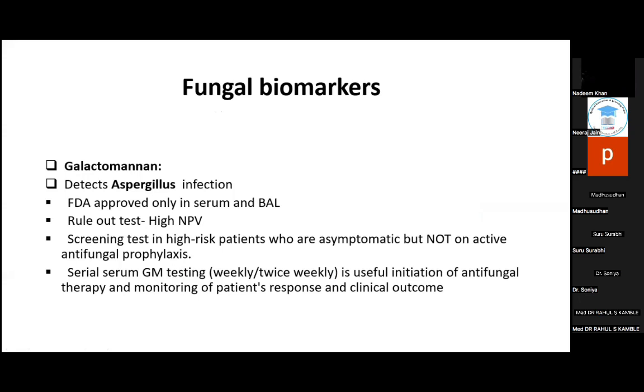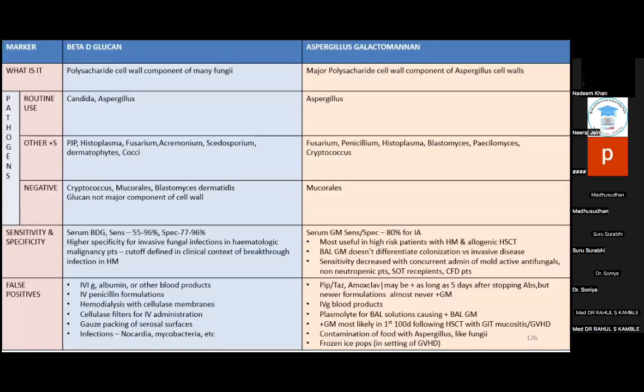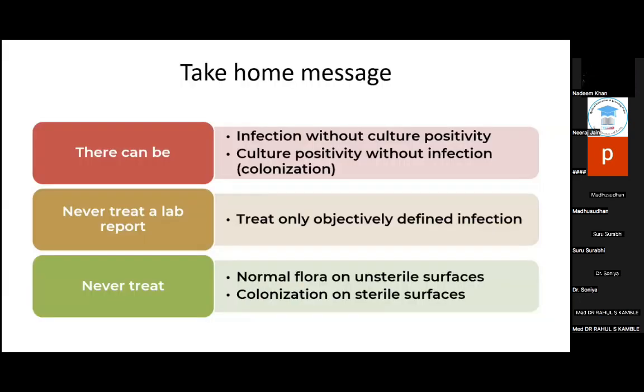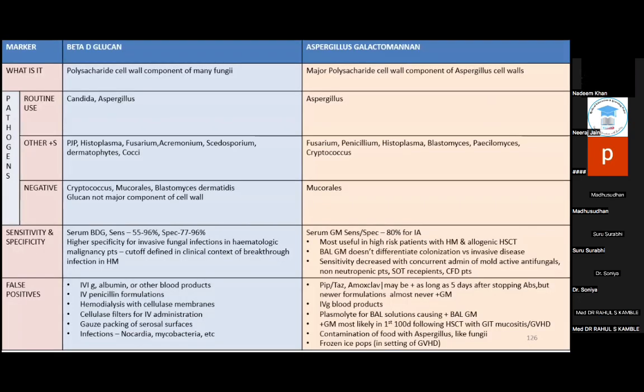The other biomarkers are for fungal infections: galactomannan and beta-glucan. Galactomannan helps us to detect Aspergillus infection. It is FDA approved only in serum and BAL, that is bronchoalveolar lavage. It is a rule-out test and has a high negative predictive value. The difference between galactomannan and beta-glucan is that beta-glucan is for Candida and Aspergillus, while galactomannan is for Aspergillus. If you want to go into the details, I will share this slide. It's a good fungal biomarker summary for galactomannan and beta-glucan.